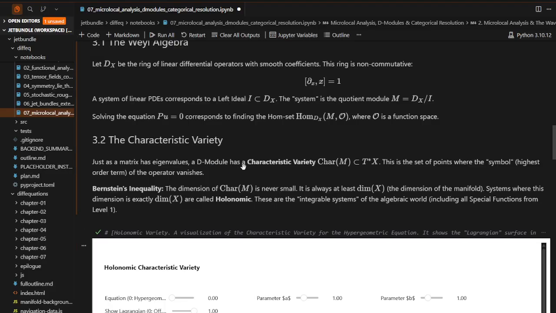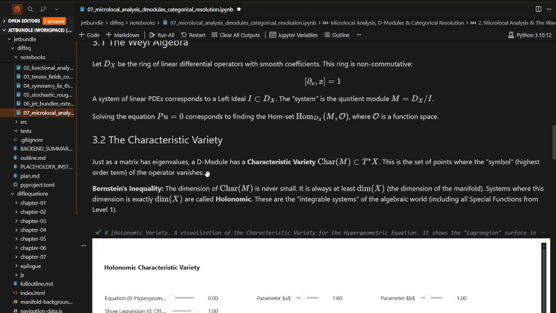So the characteristic variety of a D-module is a subset of the cotangent bundle on some X, the set of points where the symbol, the highest order term of the operator, vanishes. It's like getting the characteristic polynomial of a particular operator. If we plug an operator into the characteristic polynomial, that encodes the eigenspectrum, the eigenvalues. So that's all a characteristic variety is.